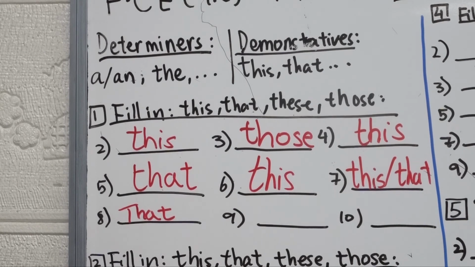Number 9, blank were the days when we used to sing and dance every night. So we're talking about the days from a long time ago, right? And days, plural. And those days are far away from us, so it should be those, right? Capital T, start of a new sentence. Those were the days, okay?